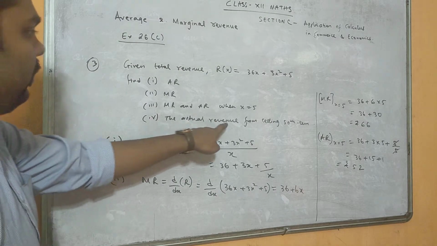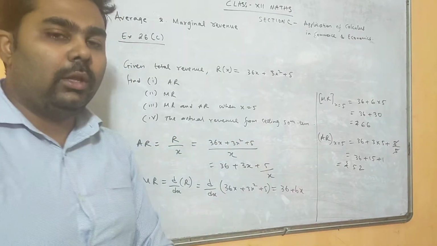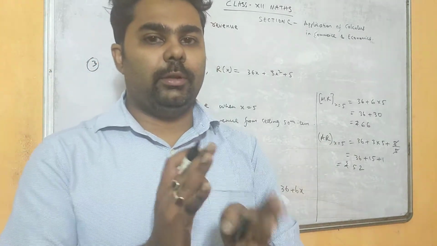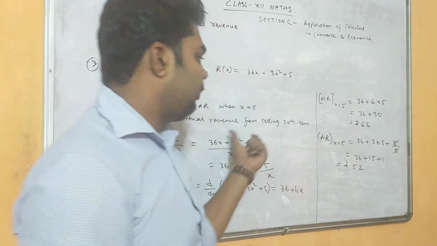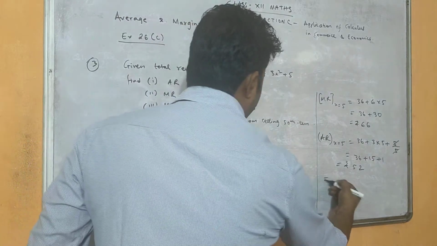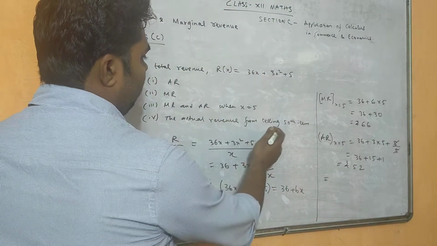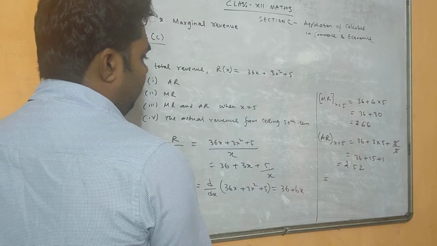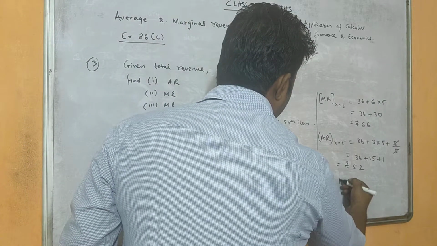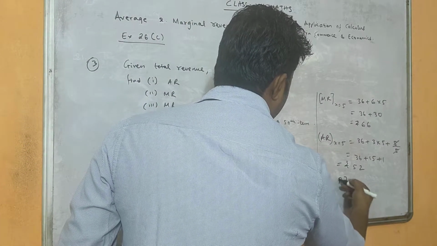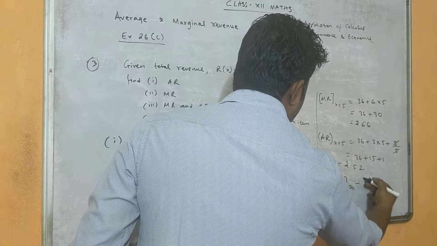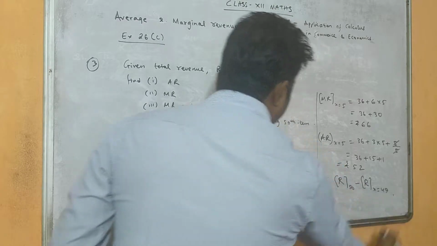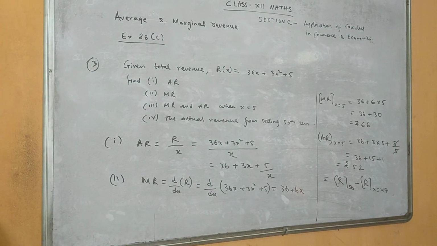Next, the actual revenue from selling the 50th item. Now what we have to calculate for the actual revenue of selling the 50th item? We have to calculate 50th item minus 49th item. That means actual revenue for selling the 50th item we have to calculate now. Revenue function at x equals 50 minus revenue function at x equals 49. This one we will calculate, we will get the answer.